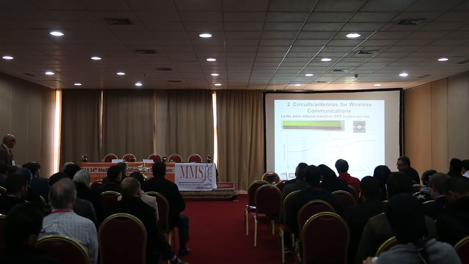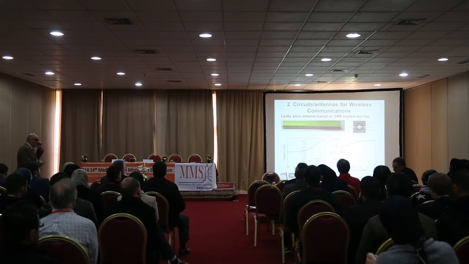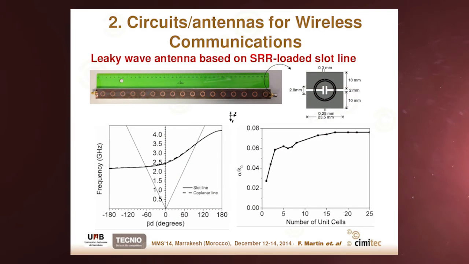Okay, so there are many examples of leaky-wave antennas based on composite right-handed structures in the literature. One possibility, for instance, is to use this kind of resonant elements, again, split-ring resonators. And in 2007, in collaboration with Mario Sorolla and his group, we implemented a leaky-wave antenna based on a CPW structure loaded with split-ring resonators.